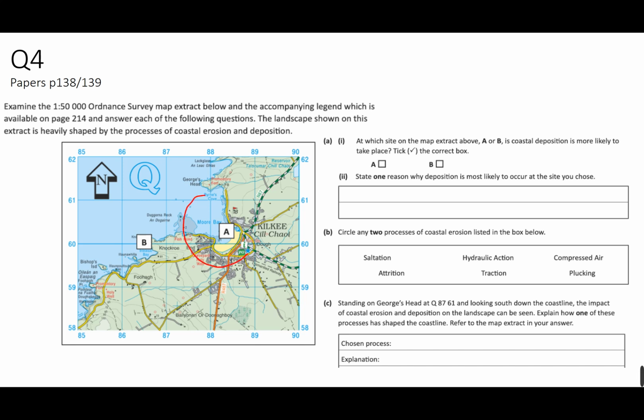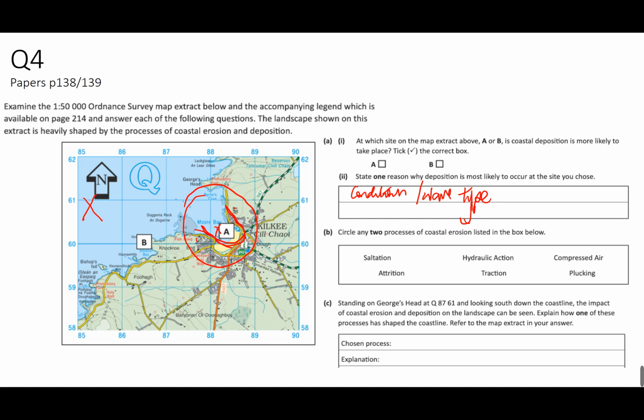And I'm talking about here. So you're in a bay. What are the conditions like in a bay that might lead to deposition? So I want you to think about the wave, so the conditions there, the wave type, and then link that in with the question. Okay, so compared to out here, for example, what might it be like in there? What type of waves? Circle any 2 processes of coastal erosion listed in the box below.